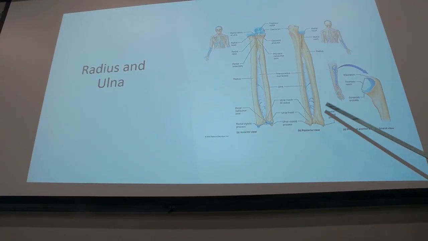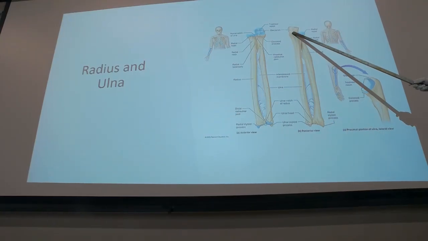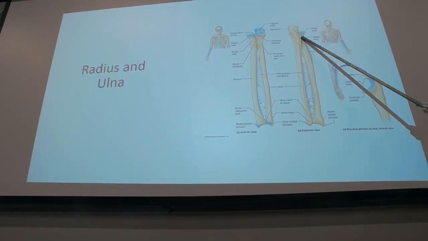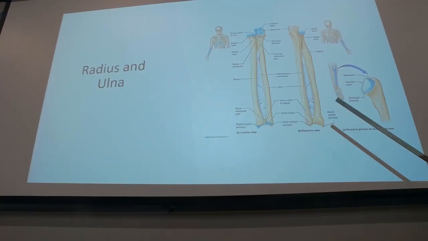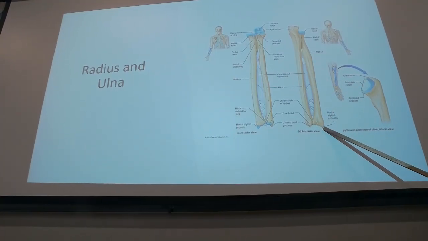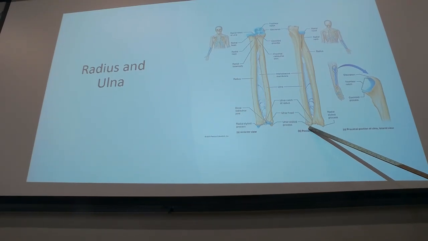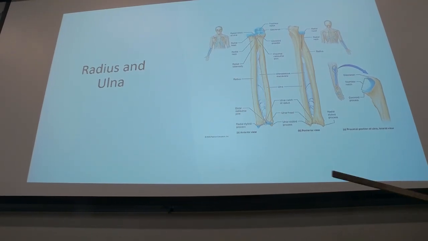And this is the posterior view, so you can see the olecranon process. You can see the head of the radius, the shaft, the interosseous membrane, the styloid process of the radius, the styloid process of the ulna, the head of the ulna. The head of the ulna is very easily seen. So this is the head of the ulna. And then this is the styloid process of the radius. Any questions?